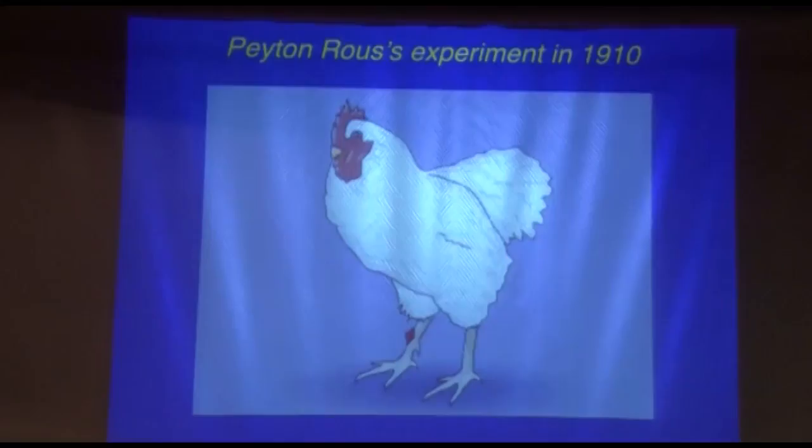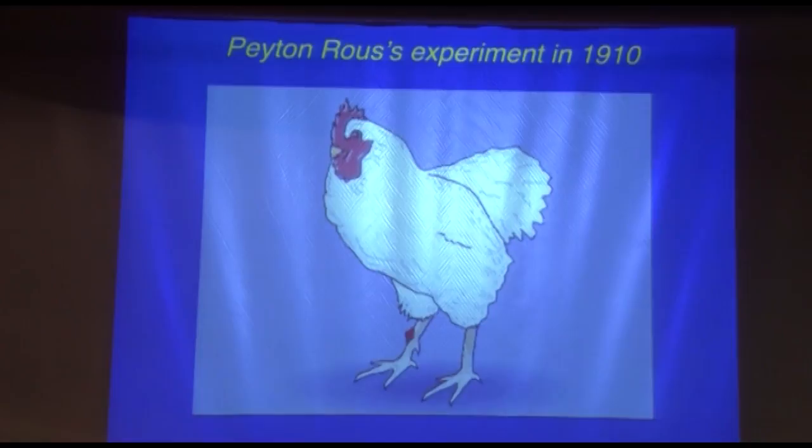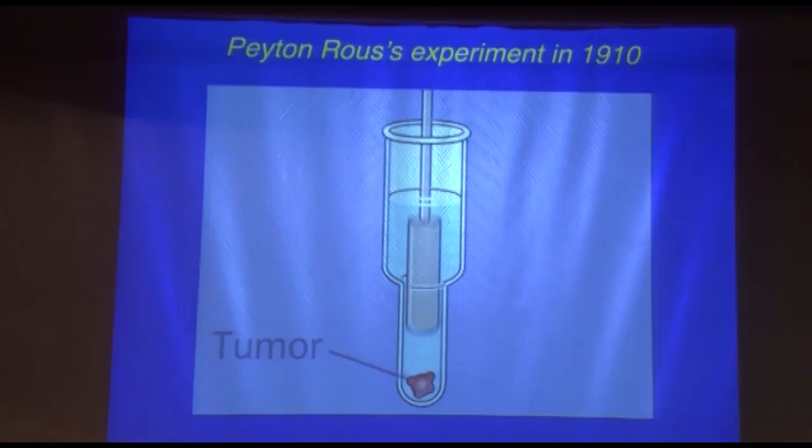So I just want to show you Peyton Rous's experiment, because it is actually very simple. It's one of the cases where somebody does something very, very simple, and you learn something that changes the future of medicine. So Peyton Rous noticed that some of the chickens in the market where he went, or that would be brought to him, had tumors that we call sarcomas.